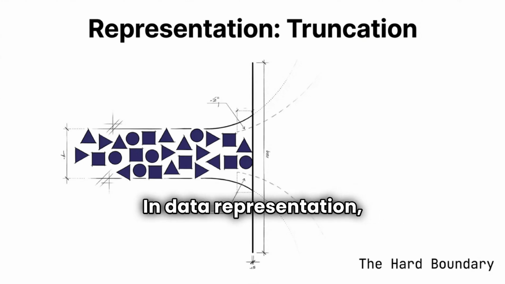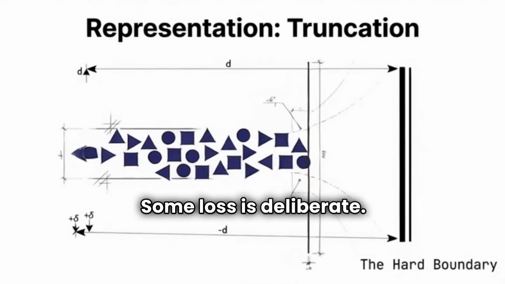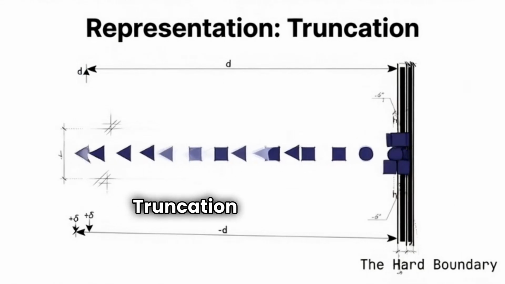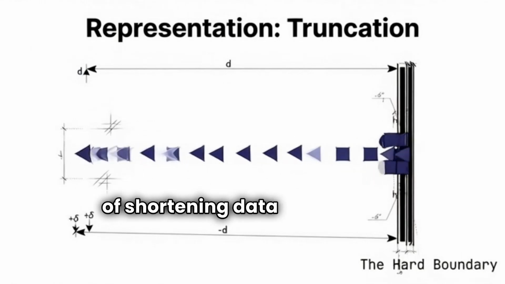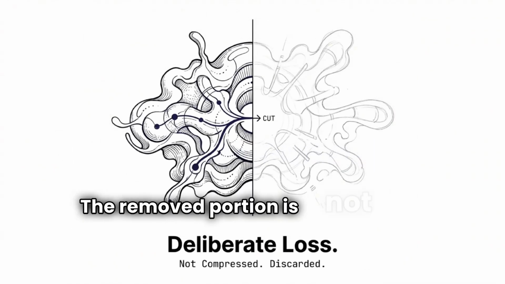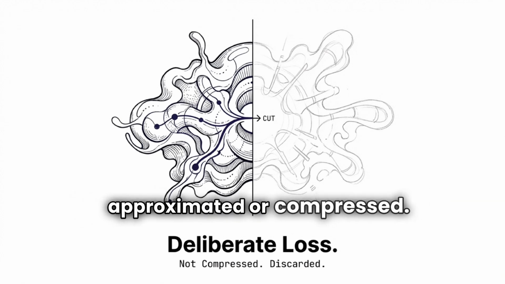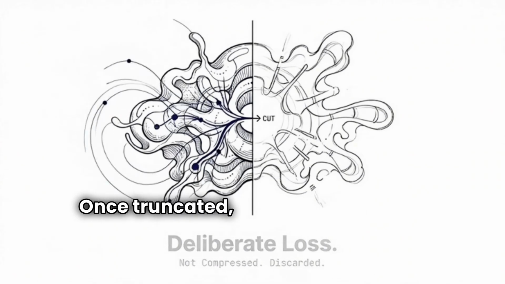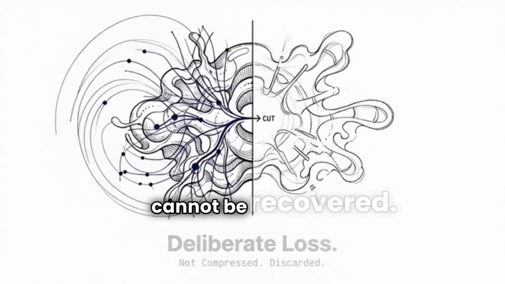In data representation, not all loss is accidental. Some loss is deliberate. This is where truncation comes in. Truncation is the process of shortening data by removing part of its representation. The removed portion is not rounded, approximated, or compressed. It is simply discarded. Once truncated, the lost information cannot be recovered.